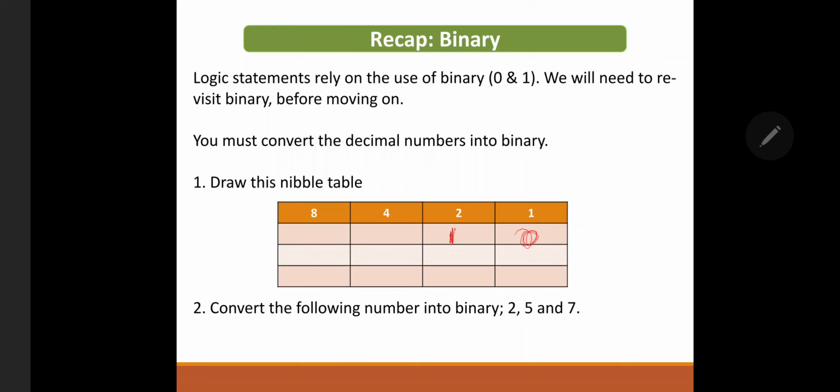All right, let's do one more. Let's do 5. What numbers do I need to combine to get 5 here? We can combine 4 and 1, which means I'm going to put a 1 under the 4 here, and a 1 under the 1 here. But because I don't need 2, I'm going to put a 0 here. So this will equal 5, and this will equal 2. That's a simple conversion. All right, you can try 7 on your own.